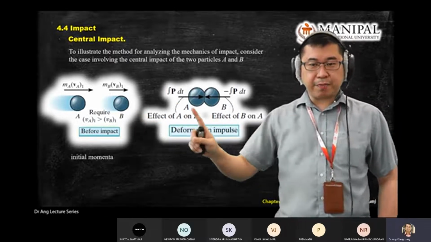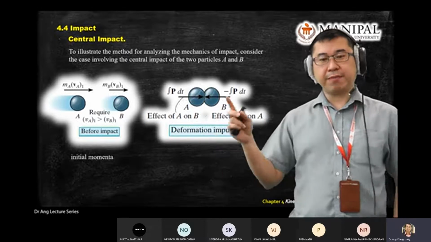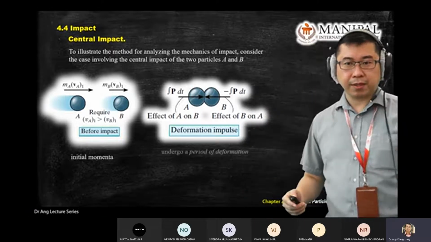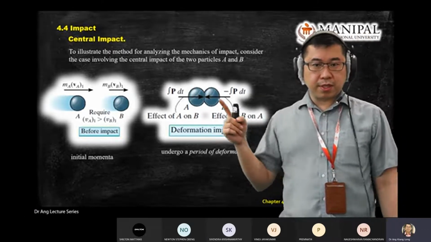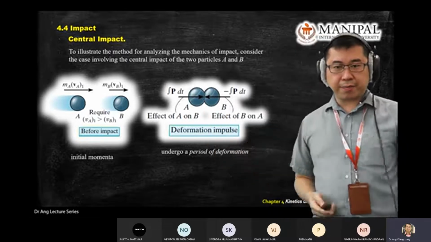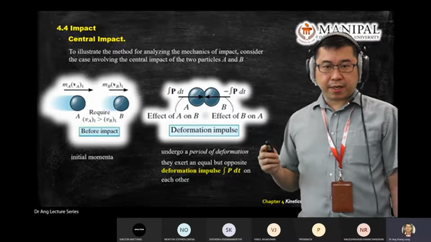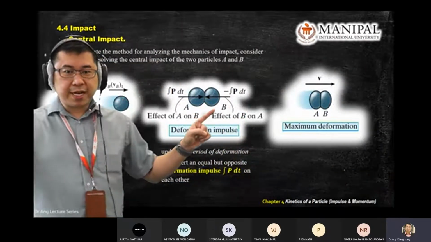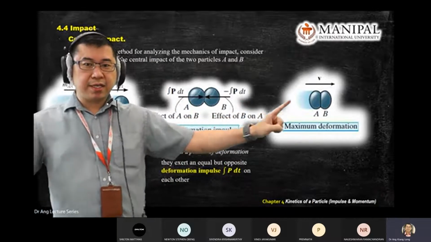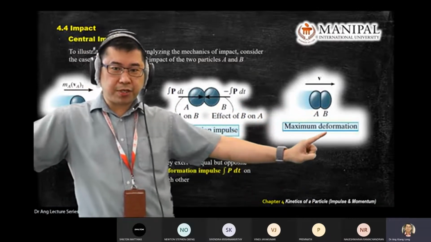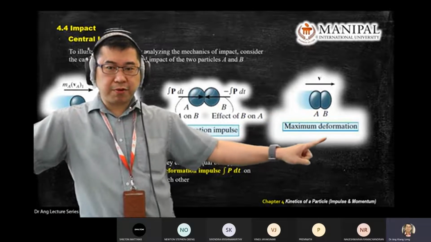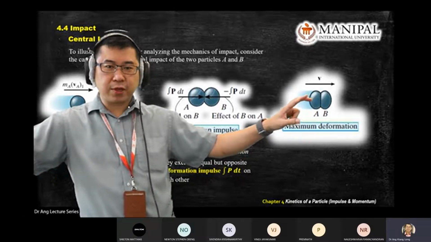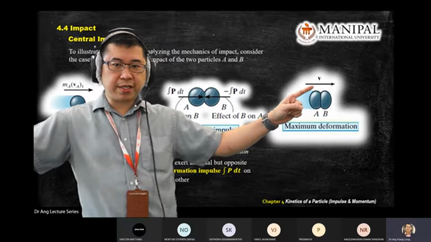Once A catches up with B, you have deformation. And because the two objects meet together, you have impulse, right? So deformation will happen. Next, after a certain amount of time, A and B meet together, and they will experience maximum deformation. During the maximum deformation, both objects A and B will join together, or couple together, and move at the same speed.